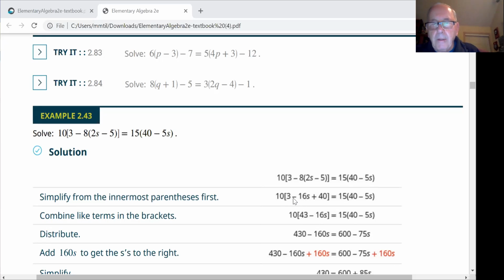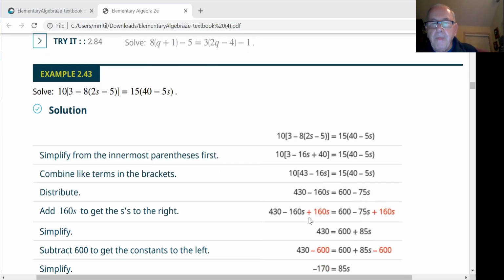You're going to consolidate the 3 and the 40, so you get 43. So now you distribute that 10 across 43 and minus 16s, which gives you 430 minus 160s. On the right-hand side, you're going to distribute the 15 across 40 and minus 5, giving 600 minus 75s.